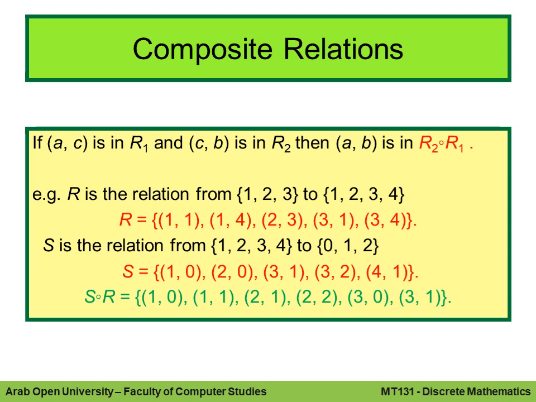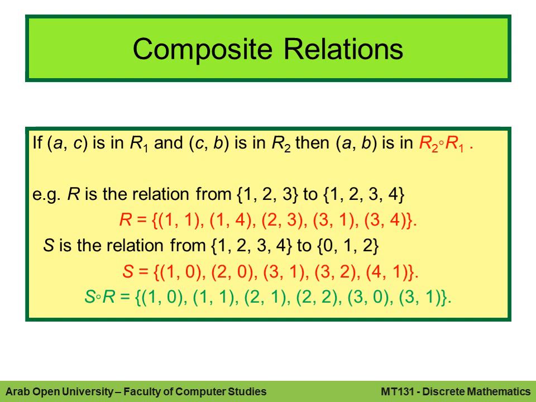For 1, 4, look for ordered pairs in S that start with 4. We have 4, 1, take 1, 1. For 2, 3, look for elements that start with 3. You have two elements, so you must include 2, 1, and also include 2, 2. For 3, 1, you have 3, 1 in R, 1, 0 in S, so you must take 3, 0. The final element, 3, 4 in R, 4, 1 in S, so take 3, 1 in the composition.